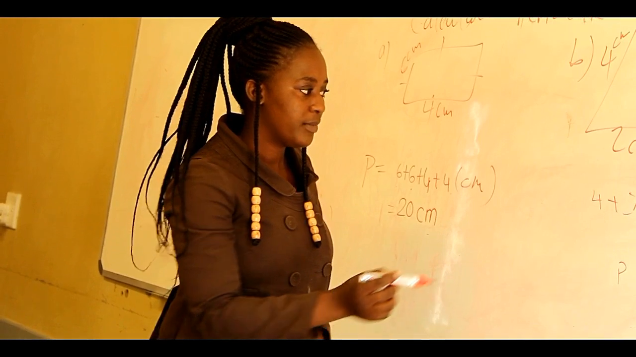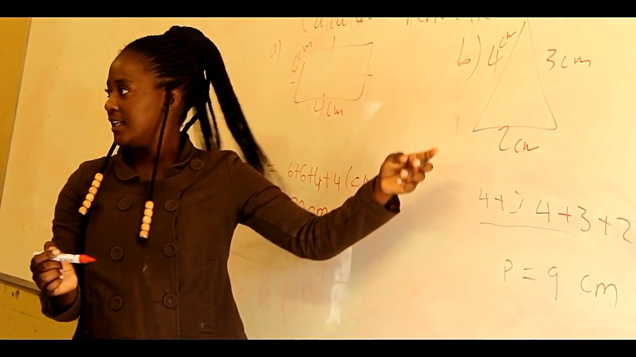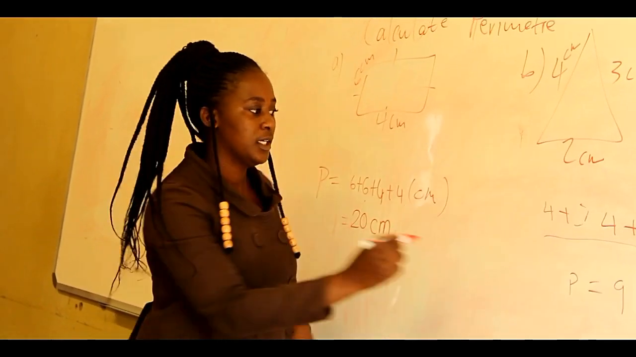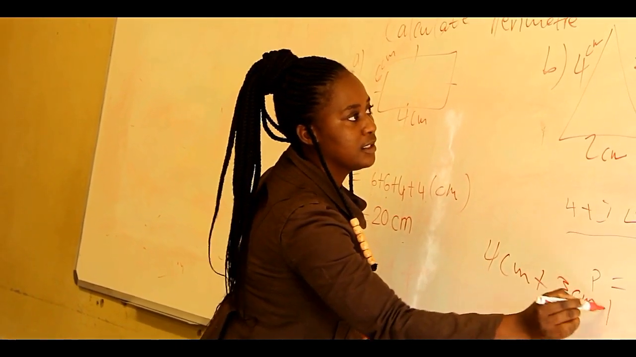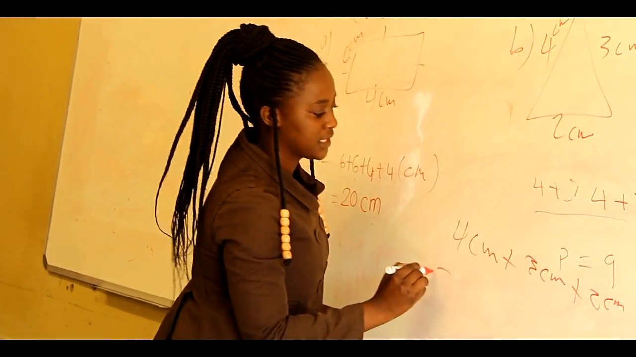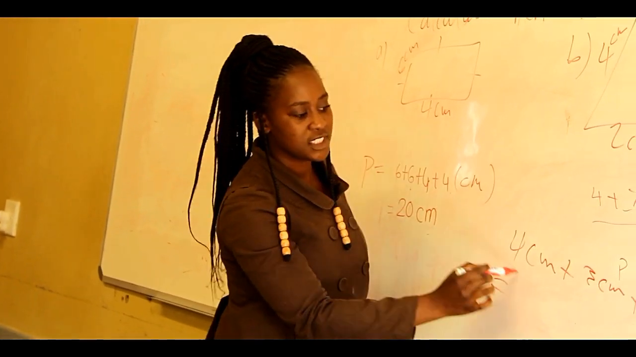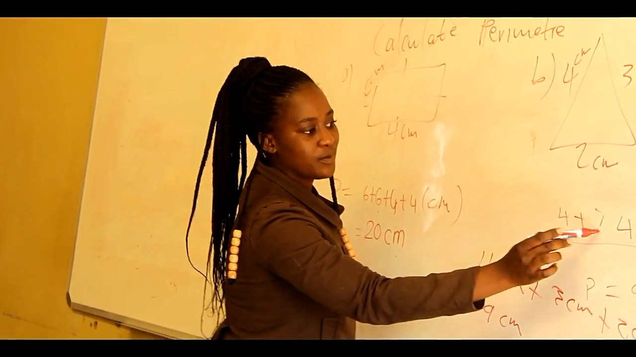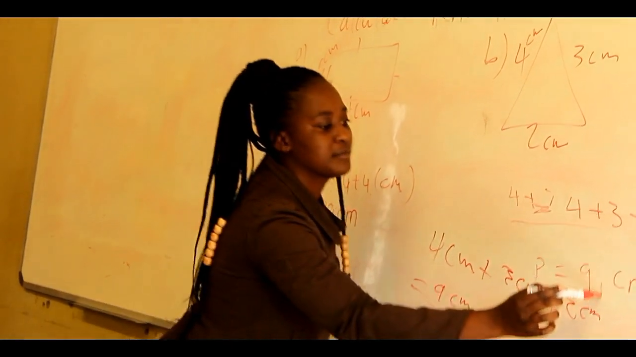Also here, 4 plus 3 plus 2. But what is this here? She's wrong. It has three sides, so you just need to add 4 centimeters plus 3 centimeters plus 2 centimeters. That gives you what? 9. Teresa, what was this? That was just a mistake. Yeah, it's correct.